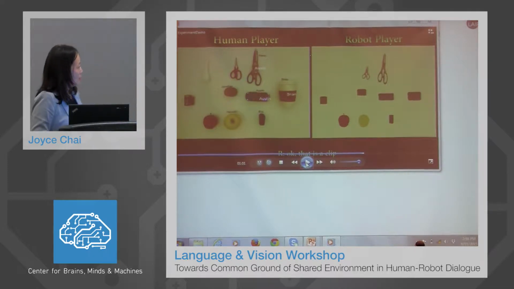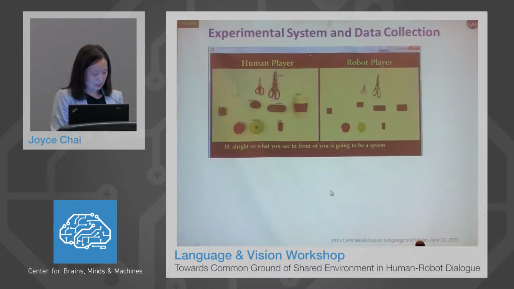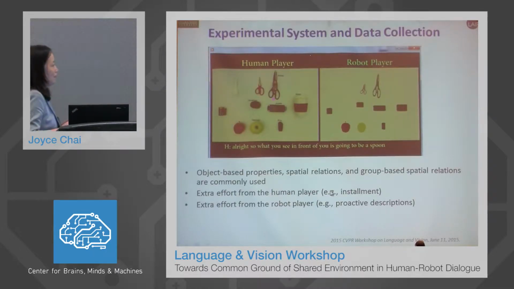And so from these studies, we actually see that in terms of language-based communication, the object-based properties, spatial names, and the group-based spatial relations are commonly used in this referential communication. And we see the extra effort from the human player, the director. Instead of directly talking about a target object, giving the name, the director actually goes through some easily identified objects and gradually goes to the target object.